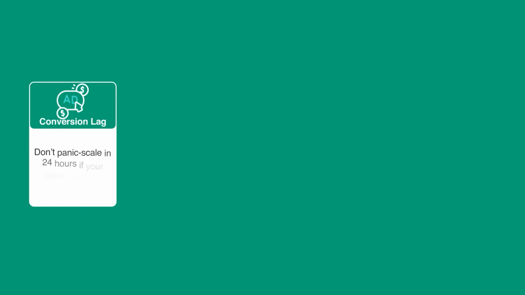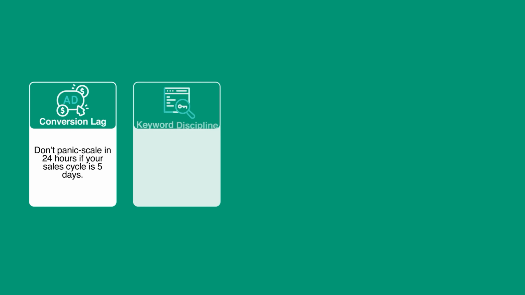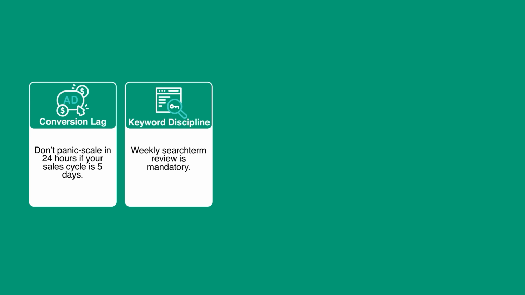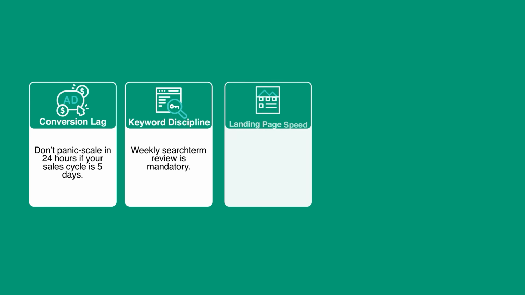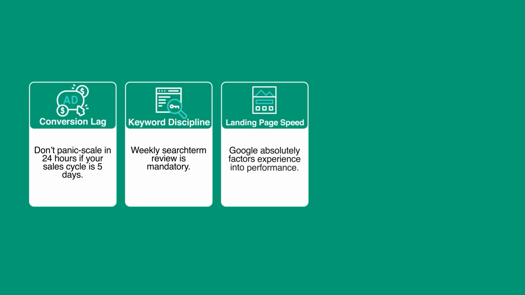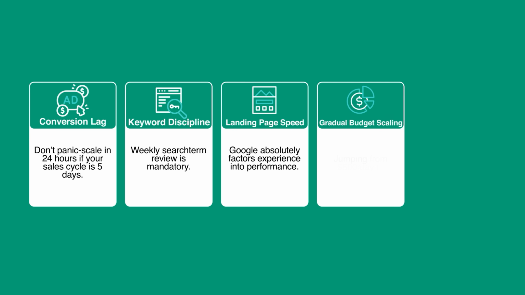Conversion lag. Don't panic scale in 24 hours if your sales cycle is 5 days. Keyword discipline. Weekly search term review is mandatory. Landing page speed. Google absolutely factors experience into performance. Gradual budget scaling. Jumping from $500 a day to $5,000 a day overnight will trigger review.